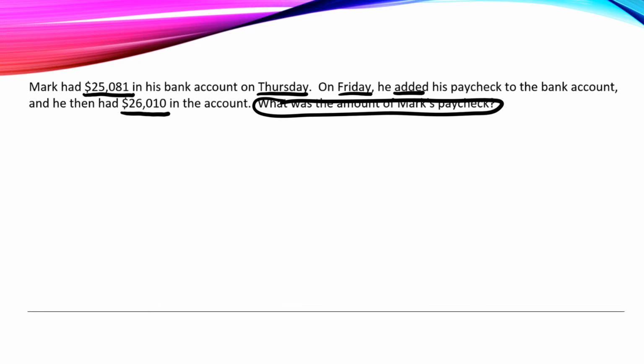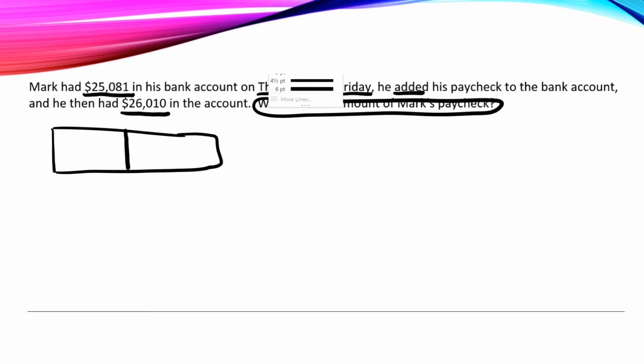Now, oftentimes we'll use a tape diagram to show our work. So I'm going to draw a box and look at this problem. I have two parts in this problem. What he put in his account on Thursday and what he put in on Friday. So I'm going to make two parts of my box. I'm going to put in the Thursday amount on the left, $25,081. The total amount that he had in his bank account goes at the bottom because that's those 2 days put together, $26,010.